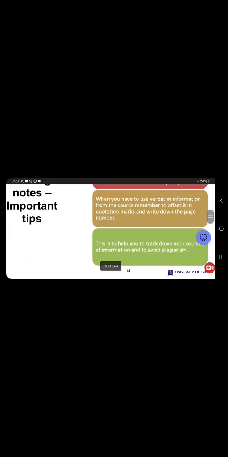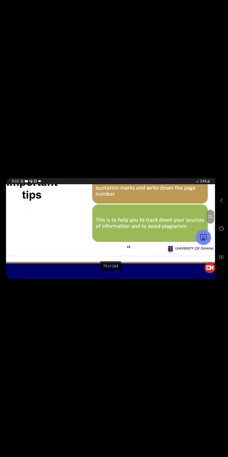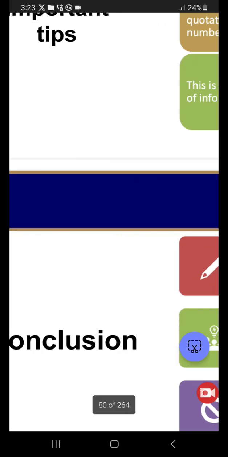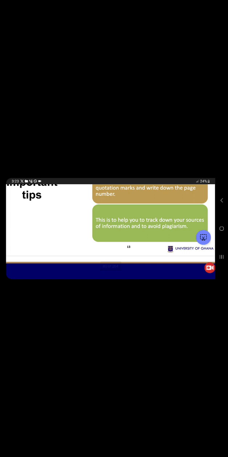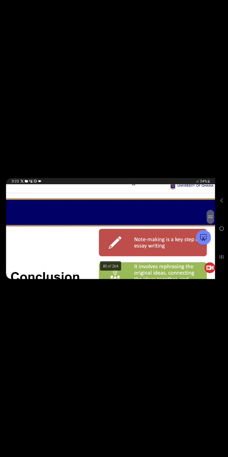And then the last one is that this also helps you track down your sources or information and avoid plagiarism. That's what I've already said. It helps you to avoid plagiarism. So when you quote the person or you cite the person, at the end of the day, it is going to prevent you from this kind of problem. So that is all.